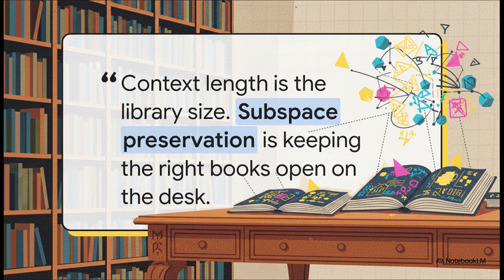A huge context window is like a giant library. All the information is technically there, somewhere on the shelves, but real useful working memory isn't about the size of the library. It's about keeping the right books open on the desk in front of you. It's about preserving the active directions of the conversation.